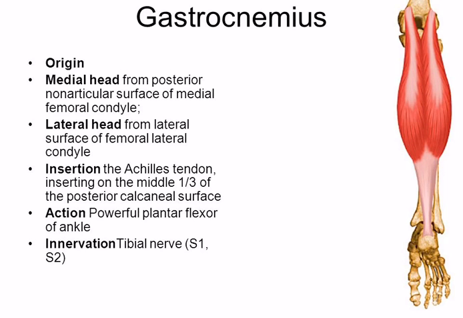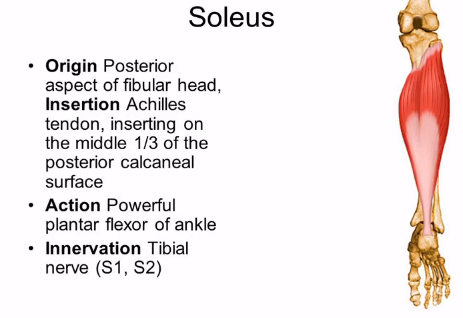Gastrocnemius. Origin: medial head from posterior non-articular surface of medial femoral condyle. Lateral head from lateral surface of lateral femoral condyle. Insertion: the Achilles tendon, inserting on the middle 1/3 of the posterior calcaneal surface. Action: powerful plantar flexor of ankle. Innervation: tibial nerve, S1, S2.